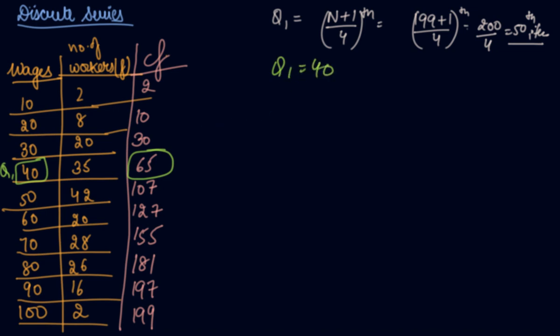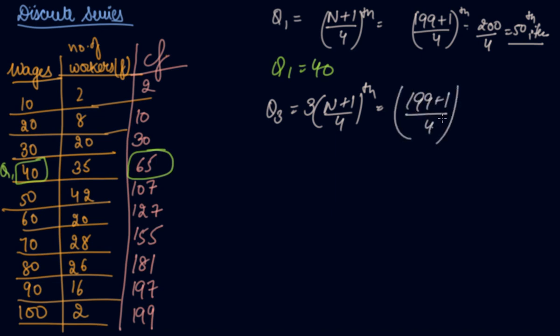Now we find quartile 3 in the same manner. 3 into (n plus 1) divided by 4th item, which is equal to 199 plus 1 divided by 4, into 3, which is equal to the 150th item. Now where does 150 come in the cumulative frequency? It comes in 155, 150.